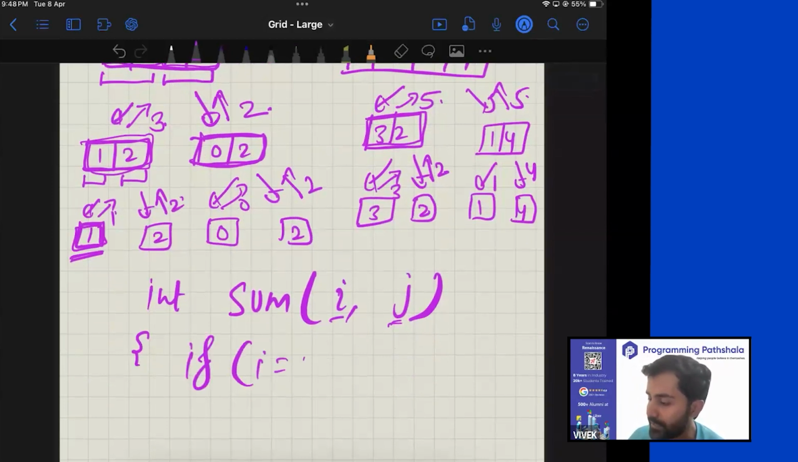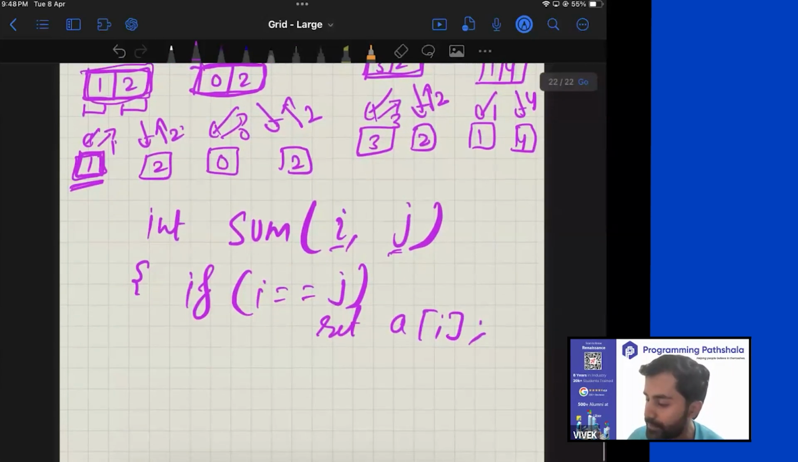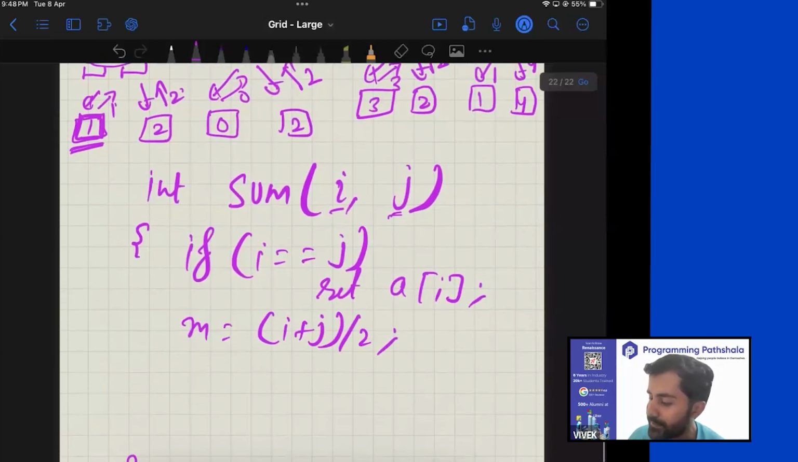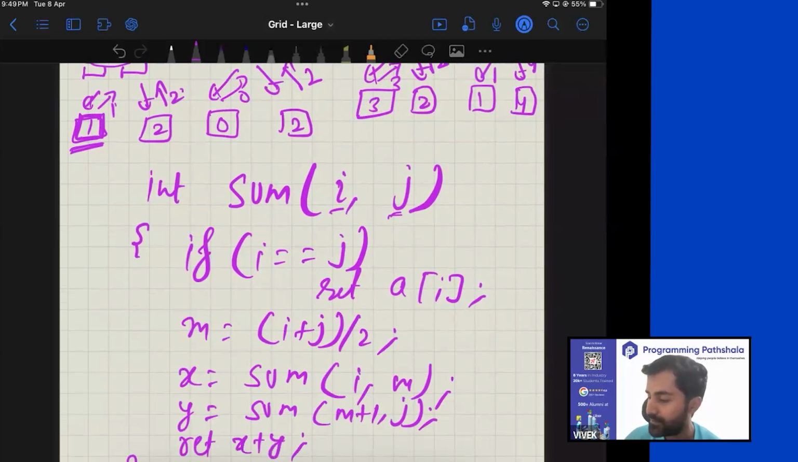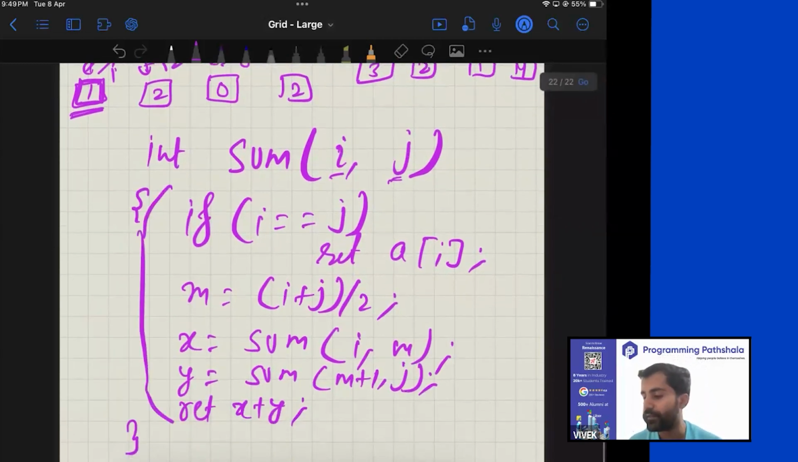So if i and j are equal, then the sum will just be that element, which is a of i. Otherwise, what we do is we find the midpoint, (i plus j) divided by 2, and then we say, let's find the sum of left half, which is from i to m. Let's call it x, and find the sum of right half, which is from m plus 1 to j, call it y, and then return x plus y. That's it. This is the code for whatever I have spoken so far. Does it make sense? How many of you can connect to this code?